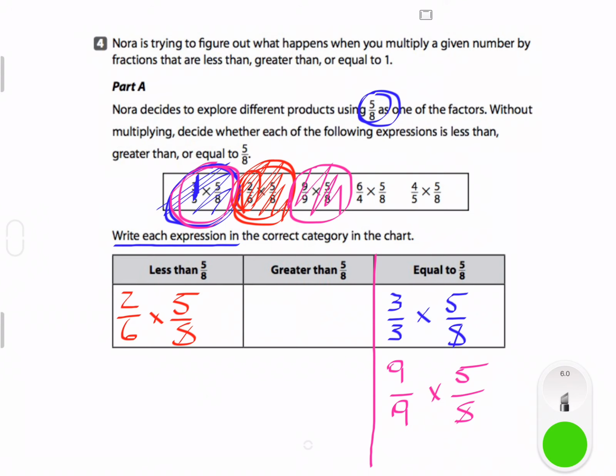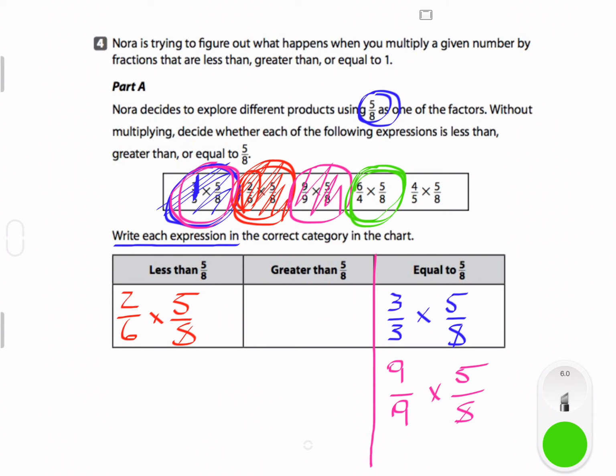The next one is 5/8 times 6/4. 5/8 is the same every time. We don't even have to worry about that. Just look at 6/4 and ask yourself, is it greater than 1, equal to 1, or less than 1? And that will tell you which one of these categories to put it in.